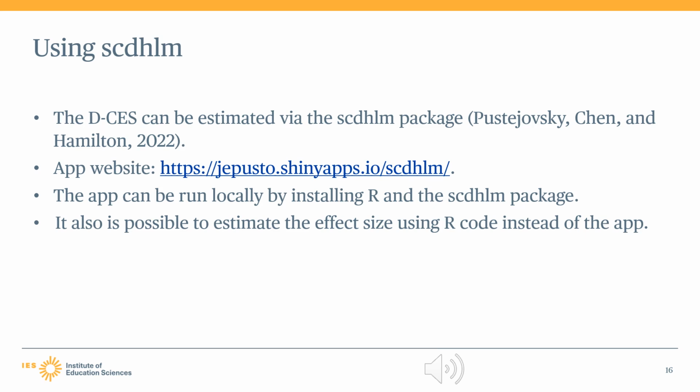WWC reviewers are not required to use this software to estimate the effect size. Reviewers should check with review team leadership on their software preference for effect size estimation. This demonstration is simply to ensure that all reviewers have at least one option for estimating an effect size, because effect size estimation will not be available in the Excel-based study review guide.